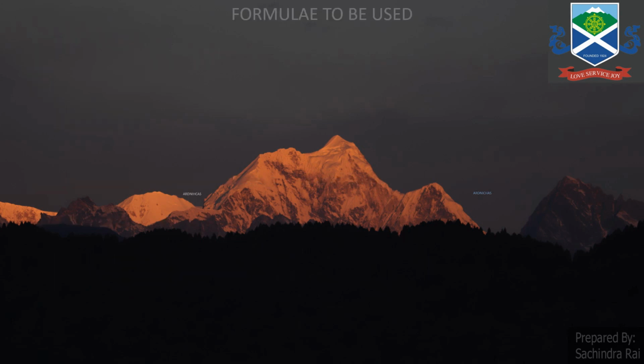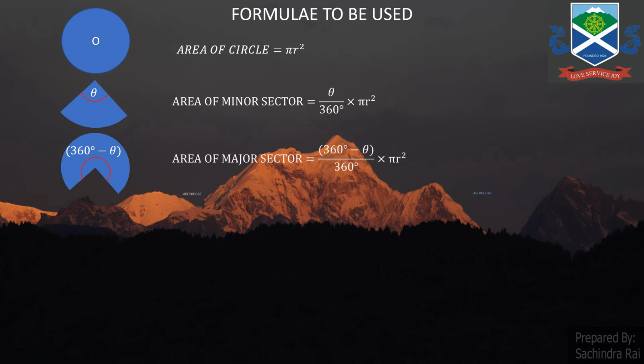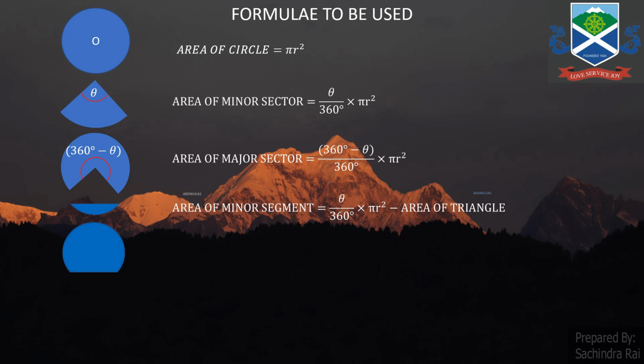So the formulas to be used in this chapter are area of a circle as pi r square, area of sector with angle theta equals theta by 360 degrees into pi r square, area of major sector with angle 360 degrees minus theta equals 360 degrees minus theta by 360 degrees into pi r square, area of minor segment is equal to area of sector minus area of triangle, area of major segment is equal to area of circle minus area of minor segment.